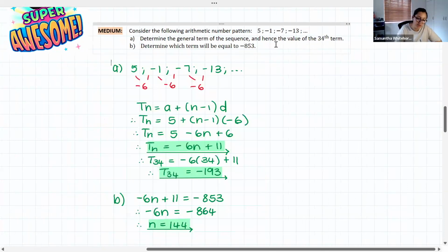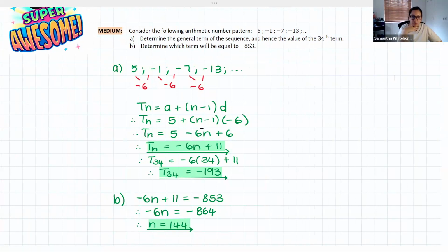Right, so if we have a look at the medium one, hopefully what you saw in the actual pattern was it was decreasing. We went from positive values to negative. So that means we're subtracting something each time. Your difference was -6. So your general term was -6n plus 11. The 34th term was -193, which I saw most of you got. And which term will be equal to -853? It is exactly as you guys have said, term 144. So really, really nicely done.